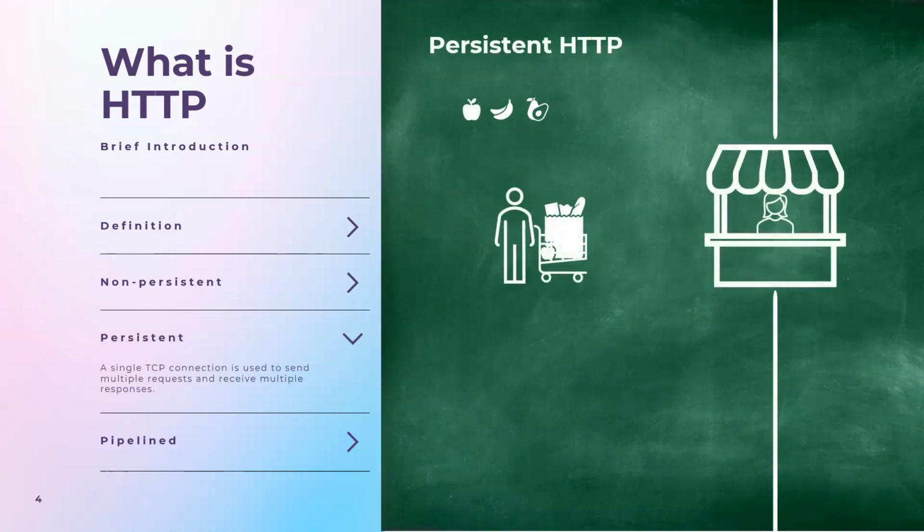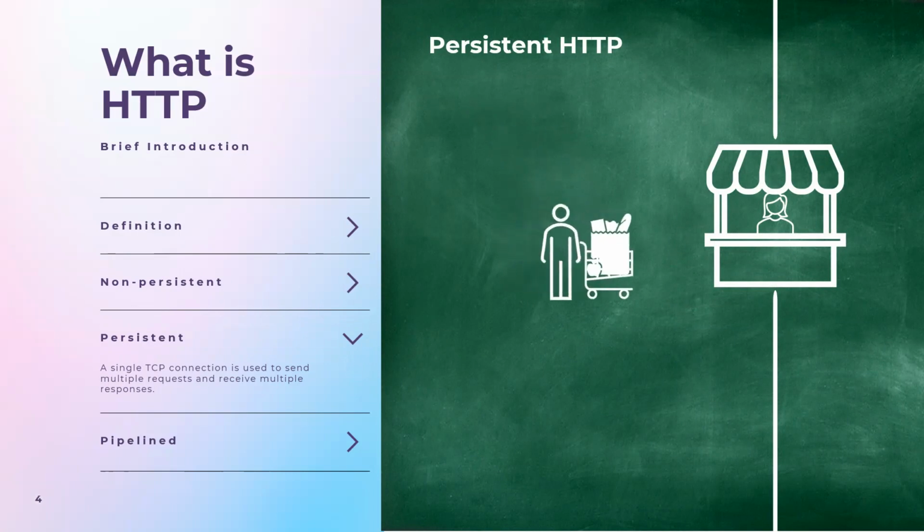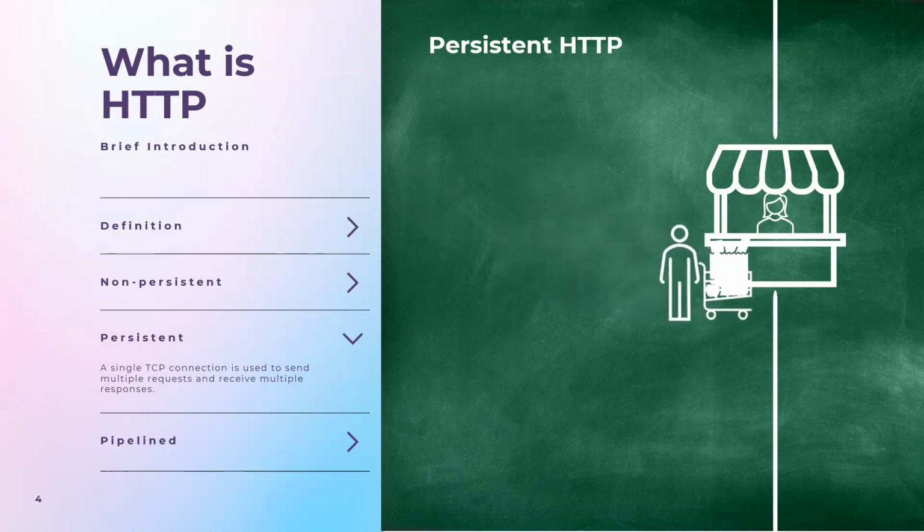Persistent HTTP, on the other hand, is like a person who goes to a store, and at this time, they can place several items in a bag and check them at the same time. However, if they want to place another order after payment, they need to come back and wait in the line one more time.